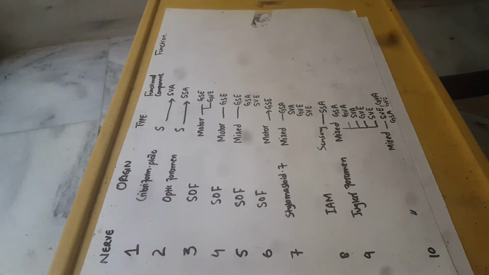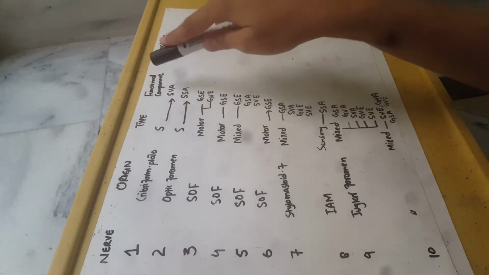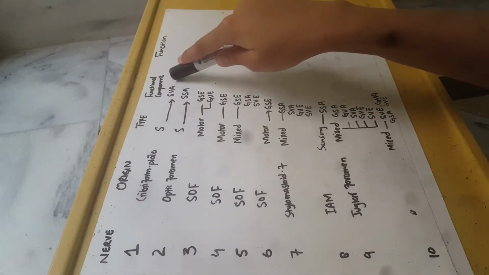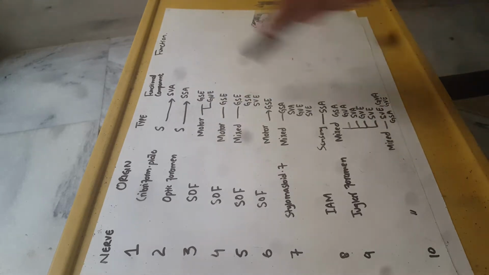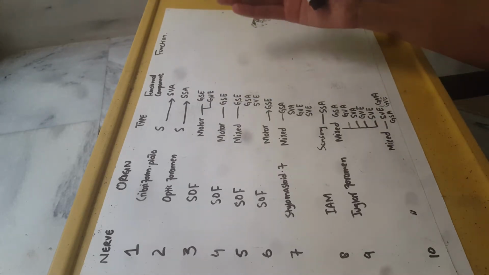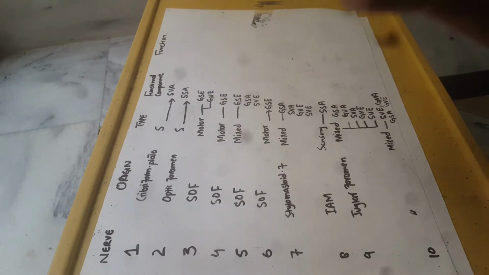Here we are again going to discuss the cranial nerves in detail. I'll tell you the origin, the type, and the functional component, as we have discussed in our previous slide, in much more detail in the functions. Later on we'll discuss the lesions, that is, what will happen if there is damage to the nerve, right?